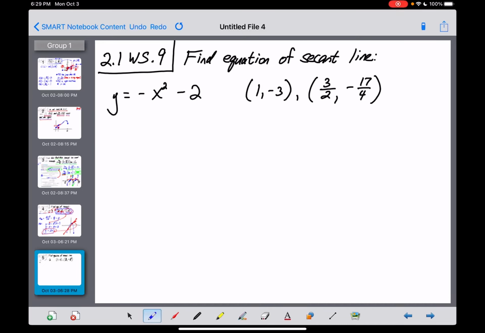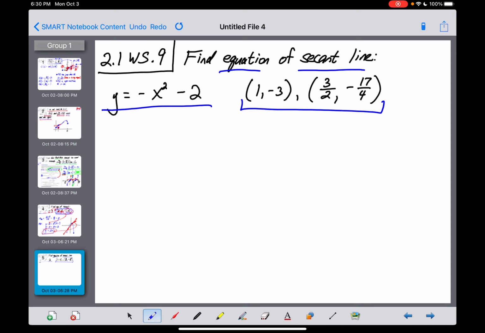On the 2.1 worksheet, problem number 9, they keep running you through basically the same problem over and over, guys. They're still asking you in number 9 to come up with the equation of your secant line. They've still given you 2 points. They've still given you the curve's equation itself, although that's really unnecessary.